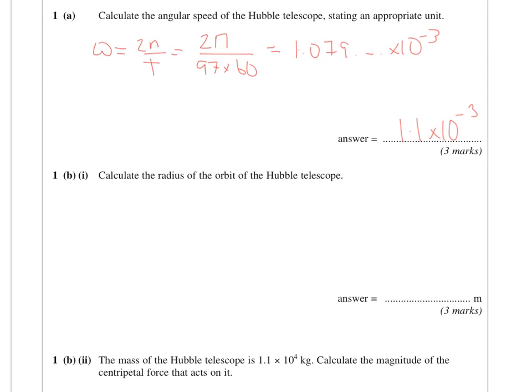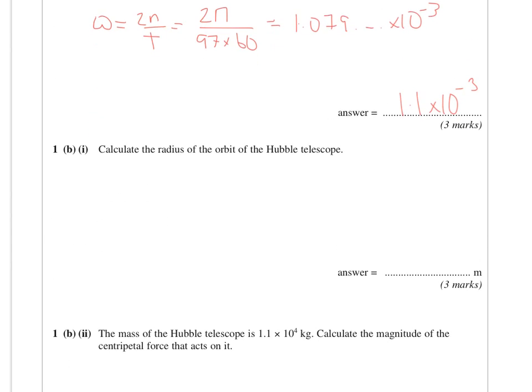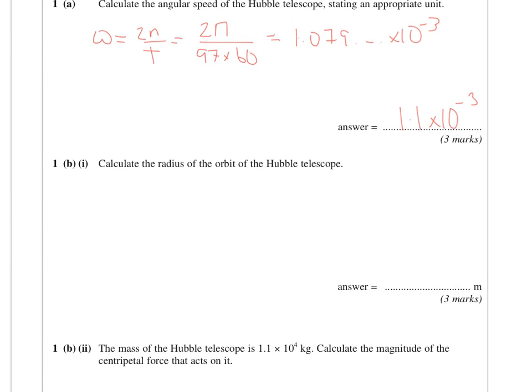Okay. Calculate the radius of the orbit of the Hubble telescope. What information have we got? We've got that time period. So we know that GMm over R squared is equal to m omega squared R. So we know that, let's cancel the m, so we're going to take the R to the side: R cubed equals GM over omega squared. We're going to want the cube root of that.